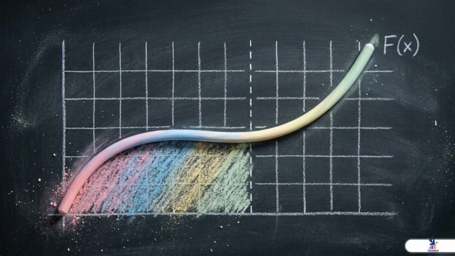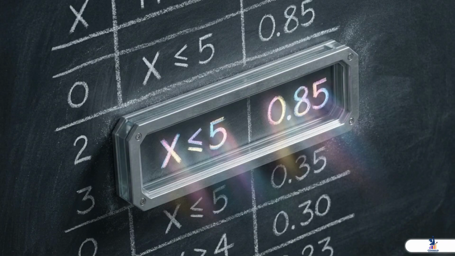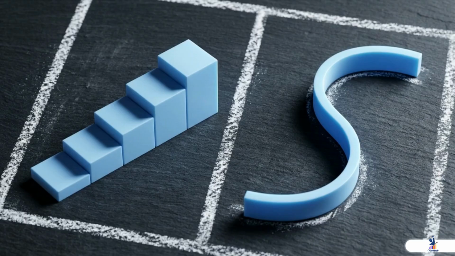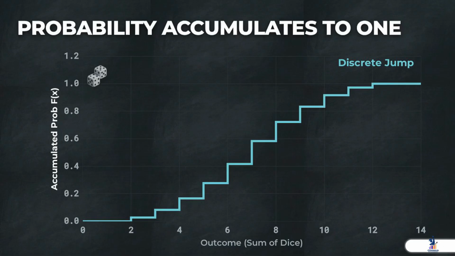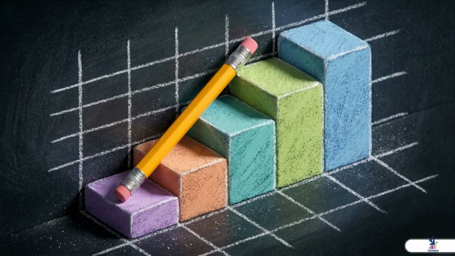We can simplify interval calculations using the cumulative distribution function, or F of x. This function measures the probability that x is less than or equal to a specific value. The logic of the CDF applies identically to both discrete and continuous variables. On top, the discrete dice CDF is a step function, jumping at each outcome to accumulate probability. Below, the continuous PDF transforms into a smooth CDF curve, constantly accumulating area bounded strictly between 0 and 1.